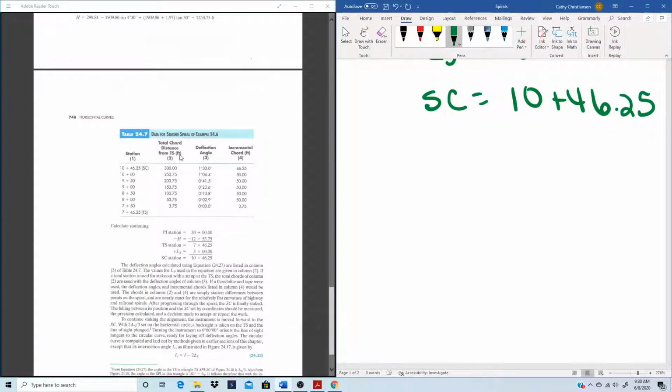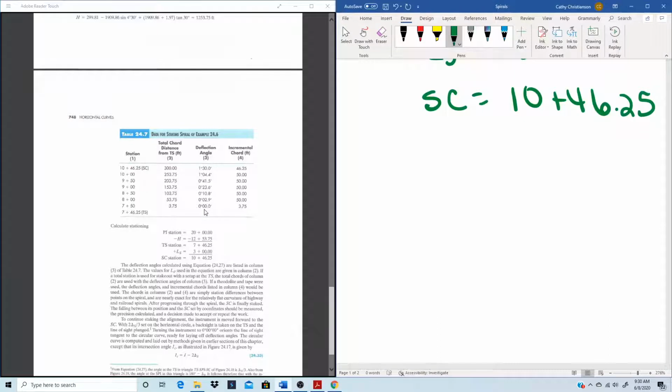Now, this distance for column 2 is the distance between the station you're at and the TS. The difference between these two is 3.75, and then you can just add 50 every time. Then you'll have that little bit extra, and it should be whatever the length of your spiral is.